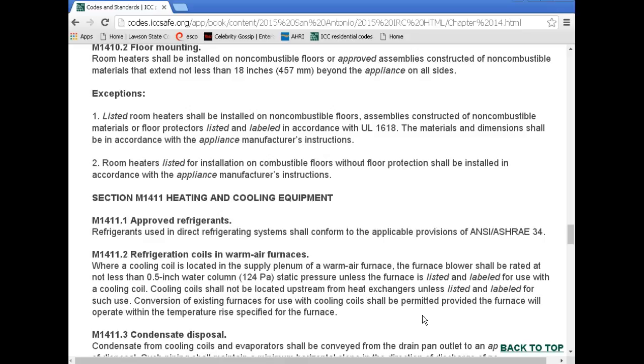The exception is if you buy a product that specifically says, I'm made to go upstream, and that's what you see in a lot of the package units. They're made to be that way. Okay? Upstream, downstream. Got to be downstream, can't be upstream.